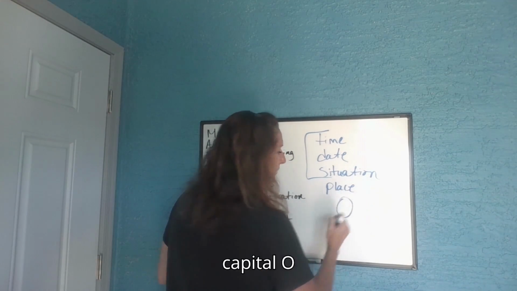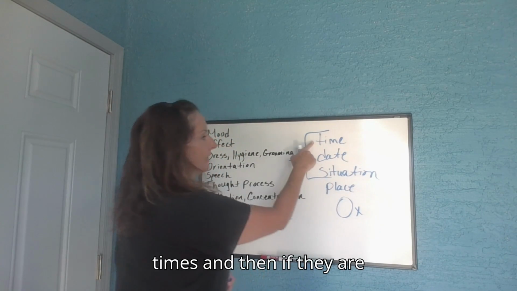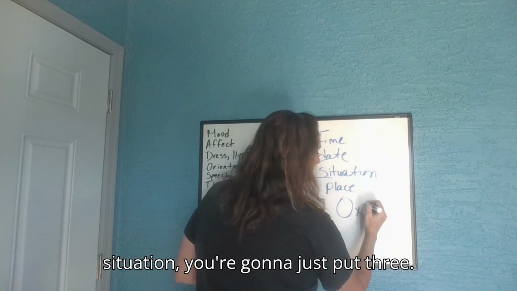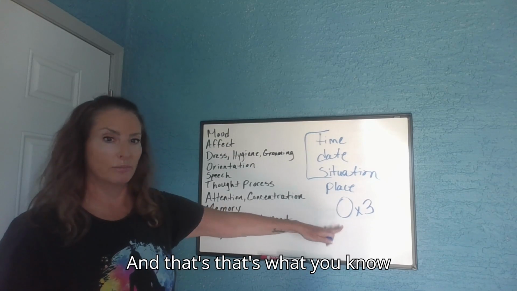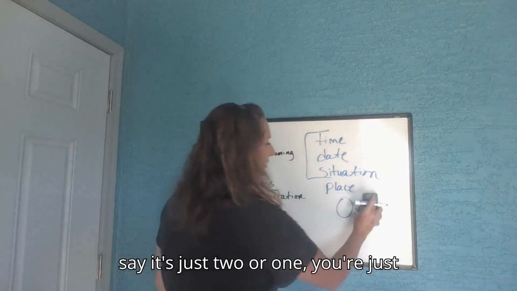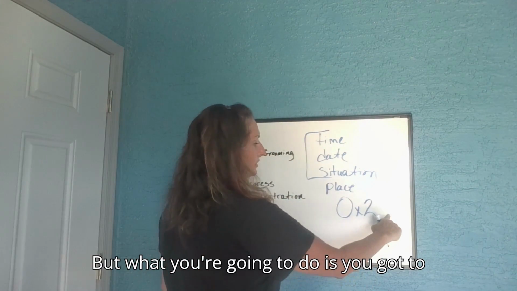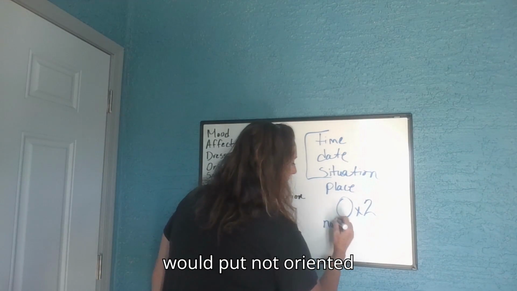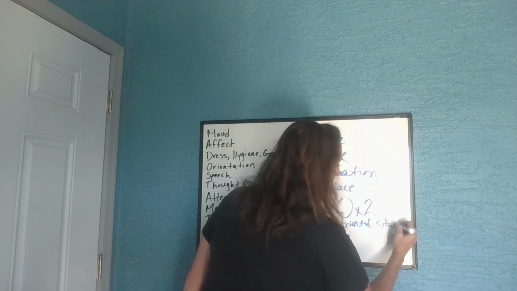You would put a capital O, times, and then if they are alert and oriented to time, date, and situation, you're just going to put 3. Everybody knows what that means. Let's say it's just 2 or 1. You're going to put 2 or 1, but you have to say what they're not oriented to. So you would put not oriented to situation.